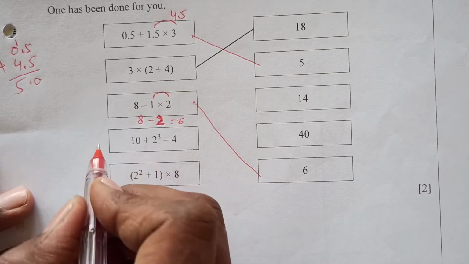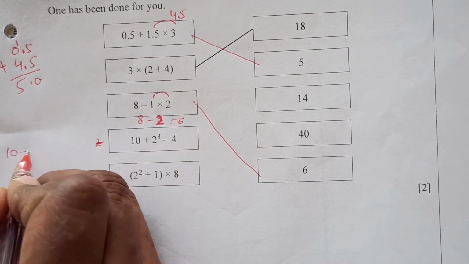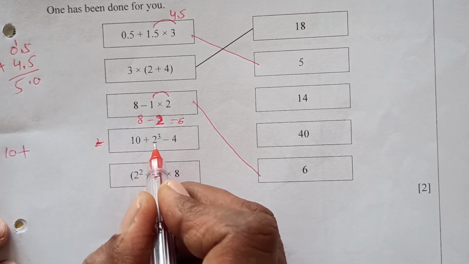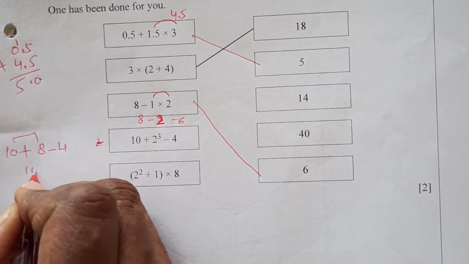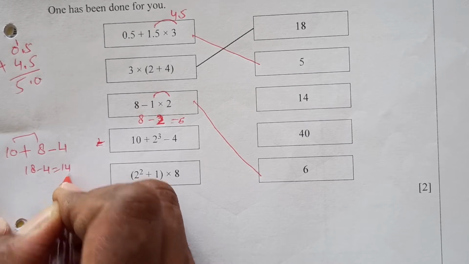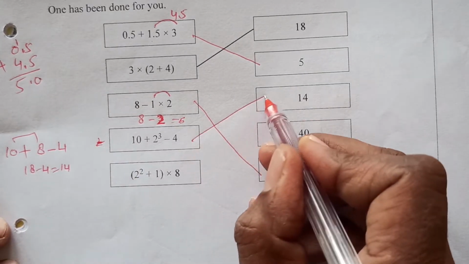This one we have 10 plus 2 cube, which is 2 times 2, 4. 4 times 2 is 8, minus 4. So this is 18 minus 4, which is 14. So where is 14? It's here, right?